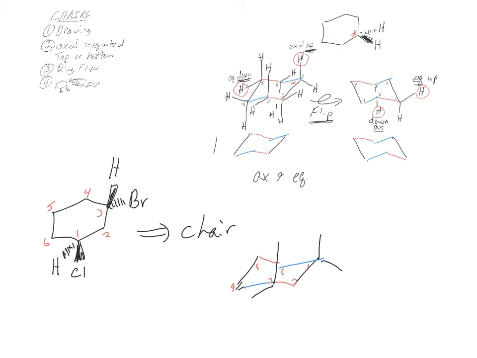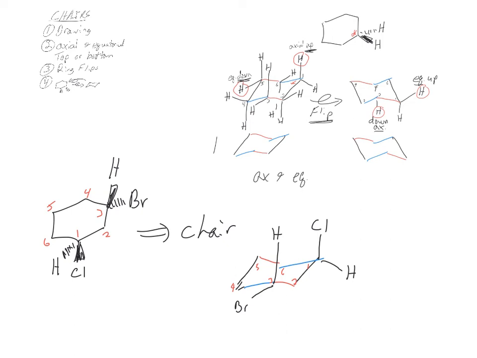So if I make that 1, I like to think my chlorine's going up. So this is the axial position that's up. Good. So that means this other one is equatorial, that H. On carbon 3, the bromine, I think, is pointing down. I just like to assume that the hatch means down. So I put the bromine in the equatorial position, which is down. And I put the H in the axial position, which is up.